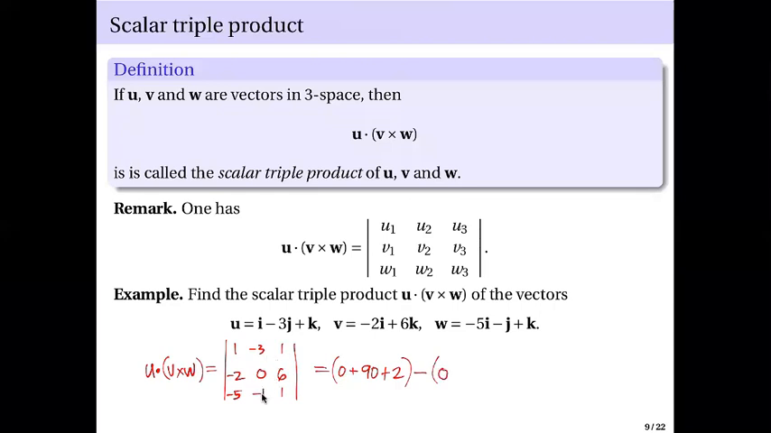And then here you have negative 1 times 6 times the 1 in here, that's your 1 there. So that's negative 6. And then here you have 1 times negative 2 times negative 3, that's positive 6. Correct? That's positive 6. So the scalar triple product, this is just 92.